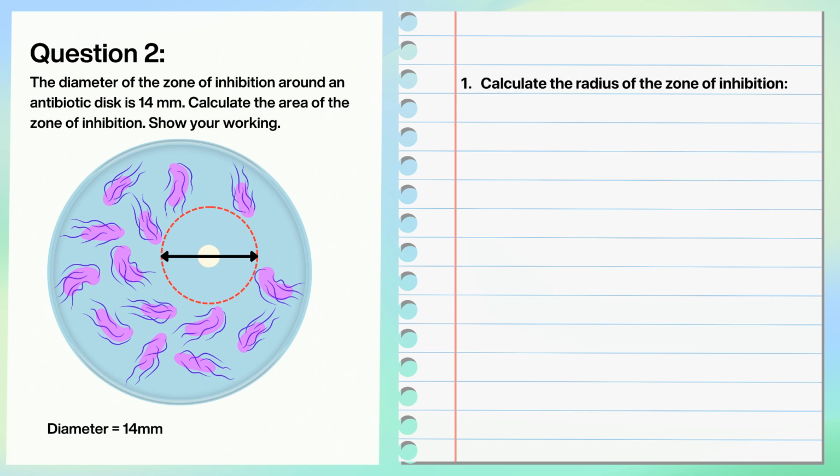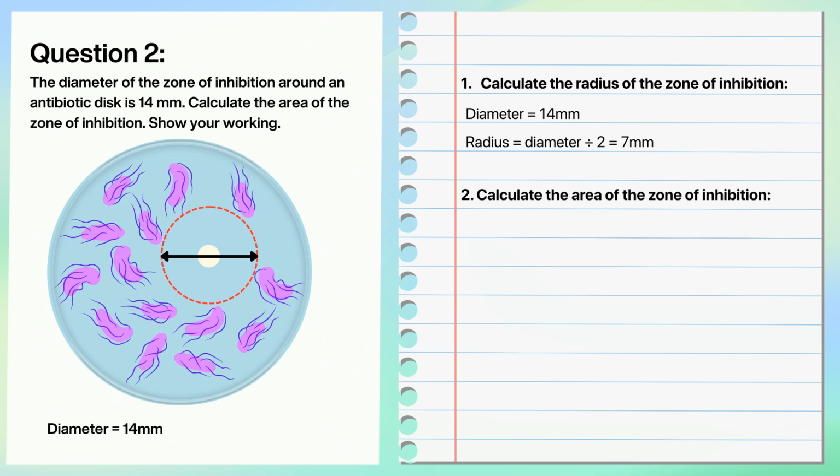First, we need to calculate the radius. To do this, we need to divide the diameter, which the question identifies as 14 millimeters, by 2. This gives us a radius of 7 millimeters. Next, let's apply the formula for the area of a circle. Area equals pi r squared to calculate the area of the zone of inhibition. When we input the radius value of 7 millimeters, we get a total cross-sectional area of approximately 153.86 millimeters squared.